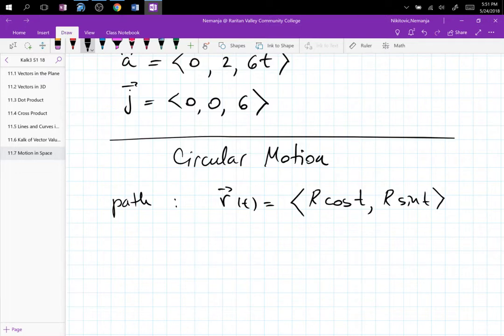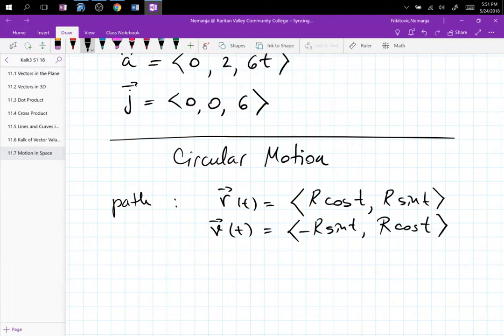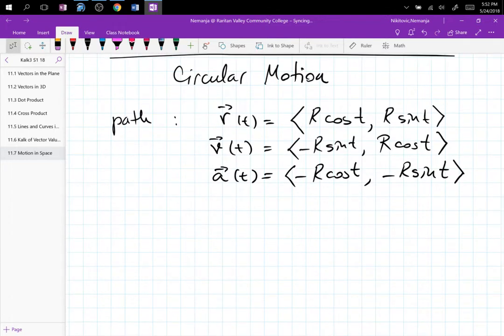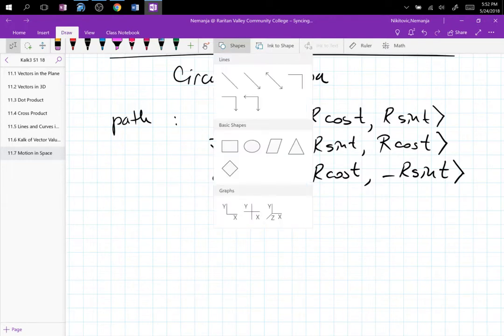So now, if I know the path, I can quickly come up with velocity. Velocity of t will be negative r sine t, and then positive r cosine t, and then acceleration of t is going to be negative r cosine t and negative r sine t. So now we are going to graph the circle.